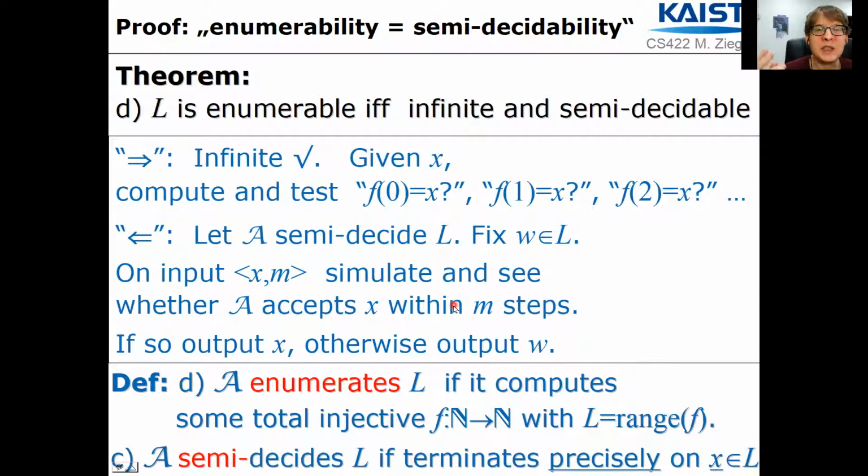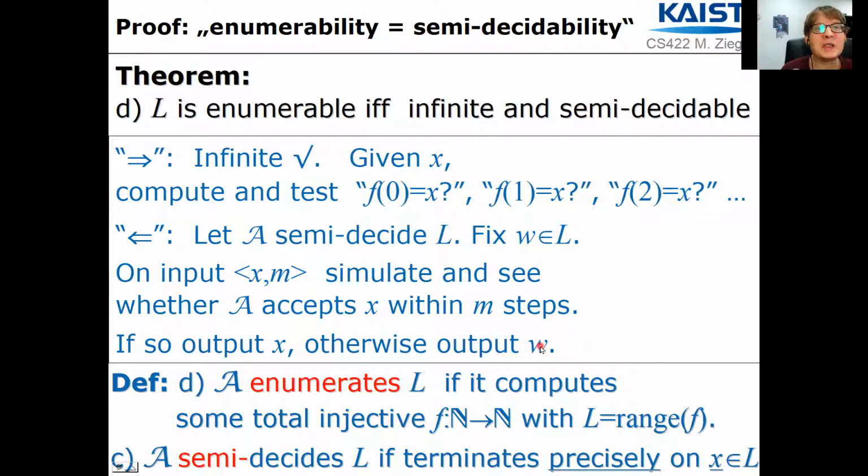And there are two cases: either the simulated algorithm has terminated within the first M steps, or it has not and continues beyond that, but we don't know for how long. And the algorithm we're currently constructing, algorithm B, will proceed as follows. If the simulated algorithm A has terminated within M steps on input X, then our new algorithm will output X and stop. Otherwise, our new algorithm will output W and stop.